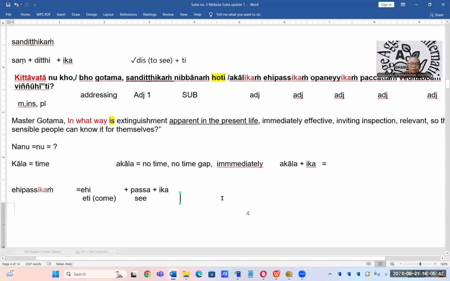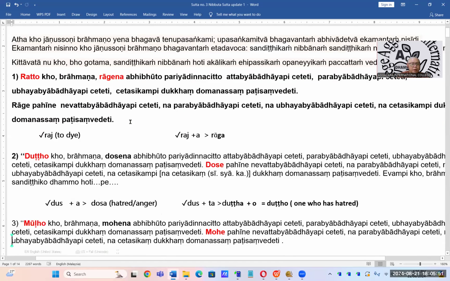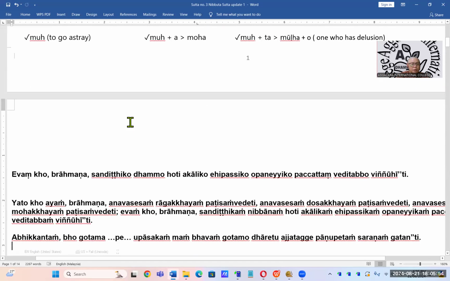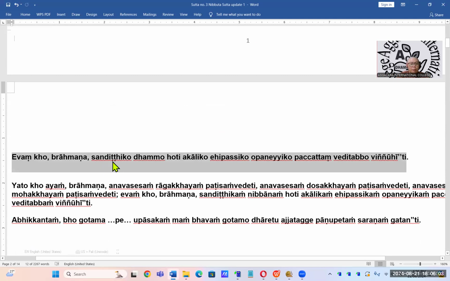Okay, so we already finished the Nibbuta Sutta, right? I think we finished the first paragraph, the second paragraph, the third paragraph, and so on. Today we focus more on this sentence, which I told you is the same as the Dhammanusati. Evan kho Brahmana sanditiko dhammo hoti akaliko ehipassiko opanayiko paccattam veditabbo vinnuhiti.